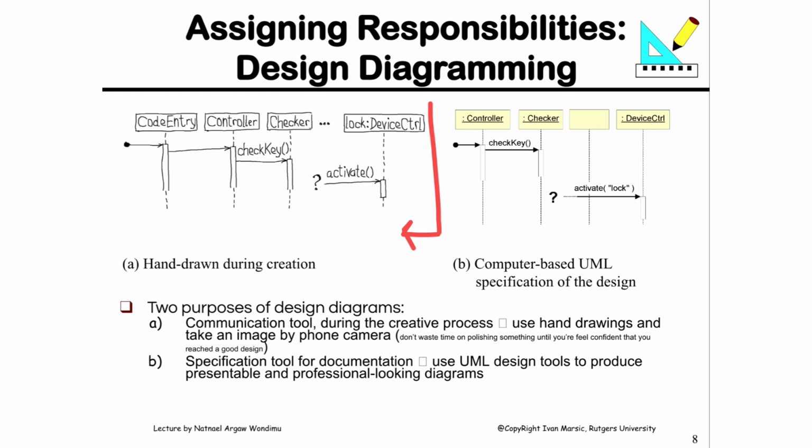But at the early stage of design diagramming, its purpose is mainly communication. In that case, you shouldn't waste much time polishing it, but you can simply hand draw it and communicate it with the user by taking an image with a simple camera or your phone camera. That is the general principle or recommendation given by customers and software engineers in the area.